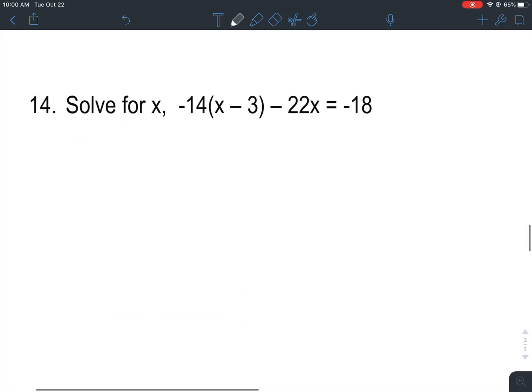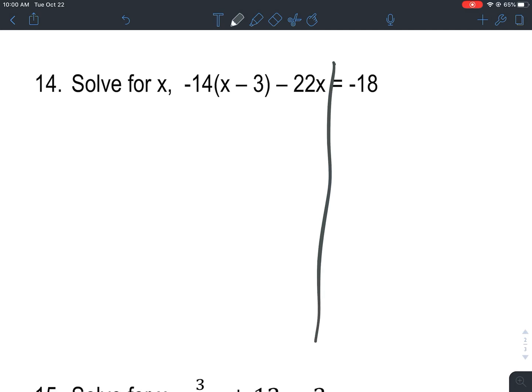Okay, so this one, our variables are still all on the same side, but we have to distribute first. Always distribute first if you need to, if there's any parentheses. And we're multiplying, so negative 14 times x, negative 14x, and then negative 14 times negative 3 would be positive 42.